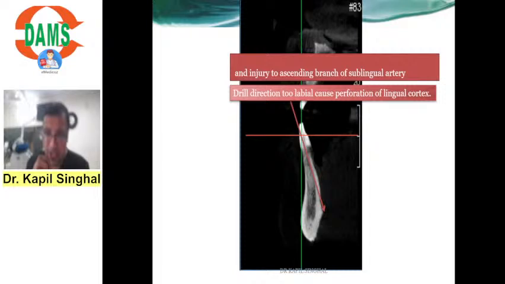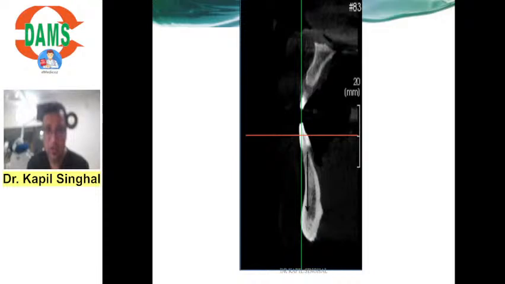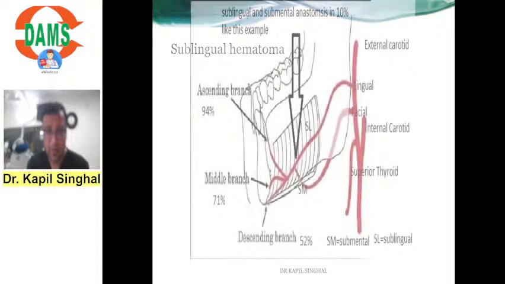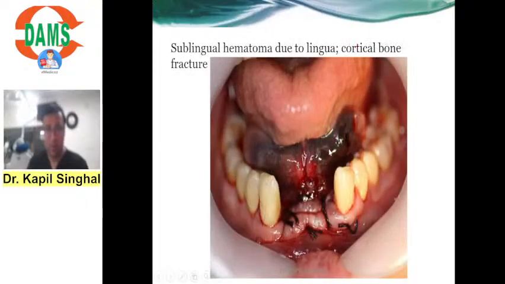So the ascending branch of the sublingual artery can be nicked, can be damaged, and it can lead to massive bleeding, and it can lead to a problem that is known as a sublingual hematoma. So they can ask you this question: what is sublingual hematoma? So this is the ascending branch of the sublingual artery which can get nicked when you are drilling and you perforate the lingual cortex, and your patient may report with this condition.